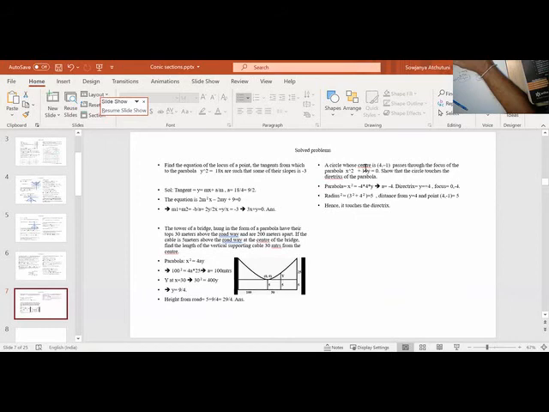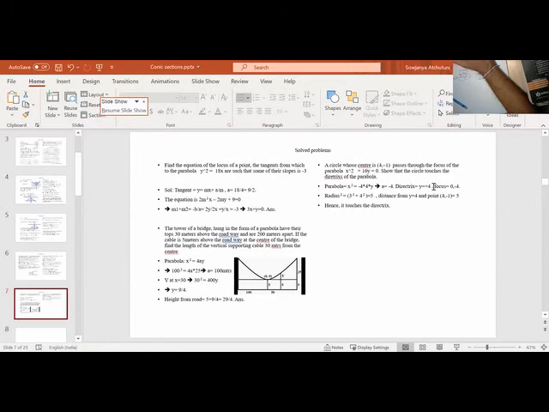Now a circle whose center is this passes through the focus of the parabola. Show that the circle touches the directrix of the parabola. Now we know the parabola. What is the directrix here? x square is minus 16y. So a is 4. So the directrix is y is equal to plus 4, that means y minus 4 is 0.